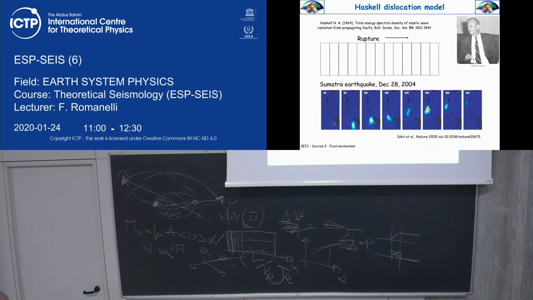The consequence of this model, that is called Haskell model, but it's just the simplest model for an extended source, will be very important for at least two considerations. First, with a moving rupture, we will have what we call directivity. Because you can imagine that if you are a poor receiver and the rupture is coming to you, or if you are a lucky receiver on the other side, and the rupture is going away from you, the signal that you will record there and here will be totally different.